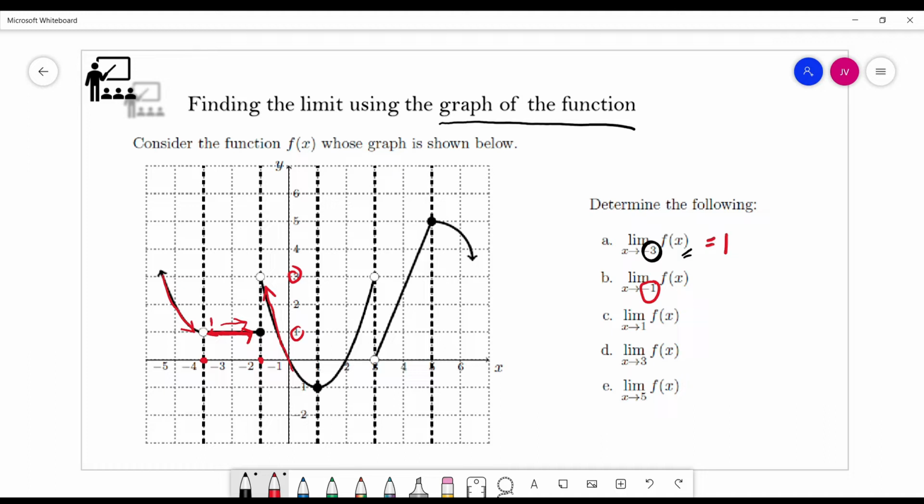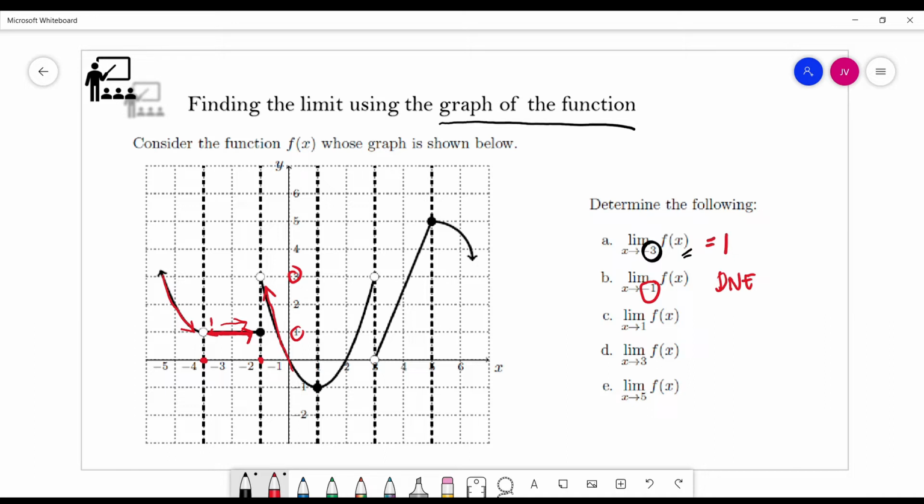And based on our previous lesson, sabi natin kapag magkaiba ang left hand and right hand limit, ibig sabihin the limit does not exist. So, the limit of our function does not exist at -1.